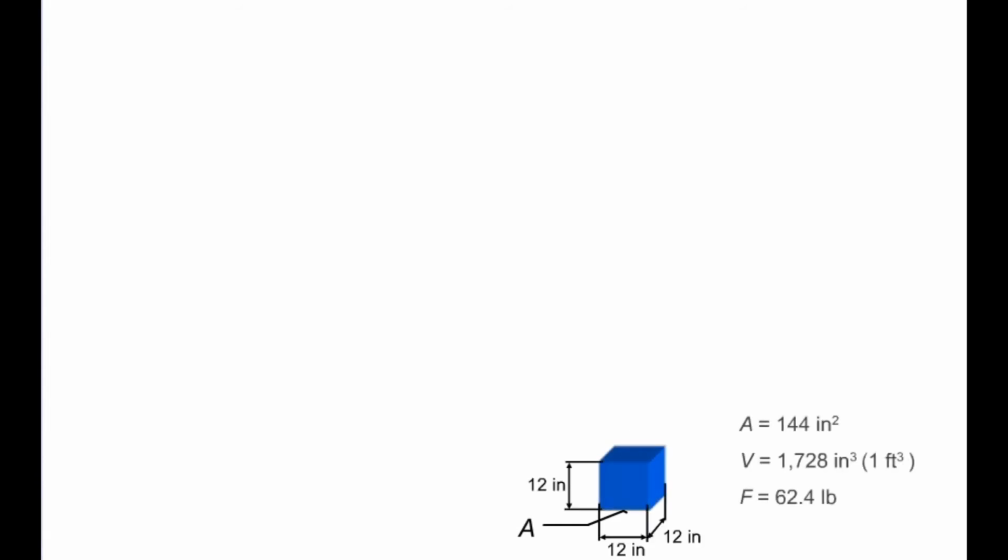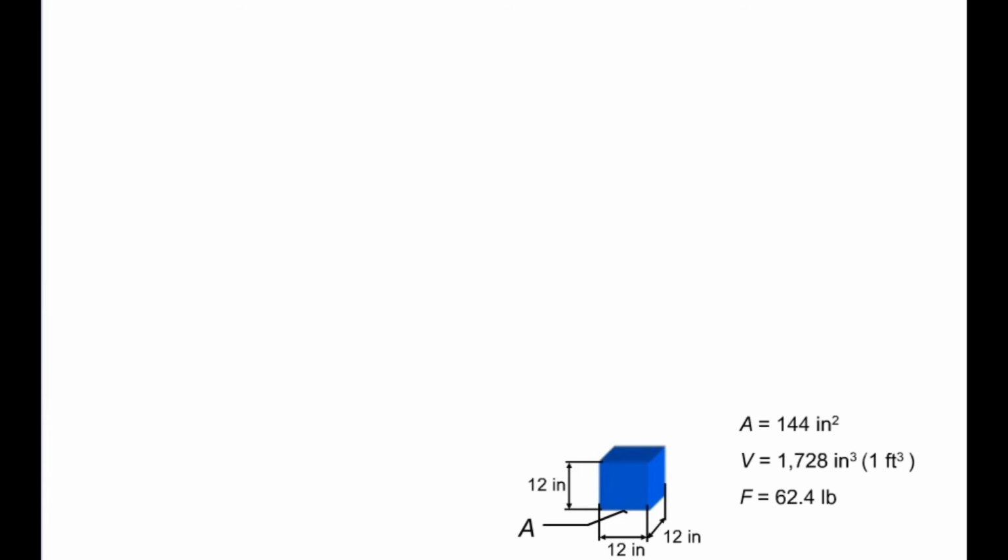Pressure caused by gravity is also created by a liquid in a container. Imagine a container in the form of a 12-inch cube and therefore with a base area of 144 square inches. The volume of the container is therefore 1,728 cubic inches or 1 cubic foot. Water has a density of 62.4 pounds per cubic foot. This means that 1 cubic foot of water has a weight of 62.4 pounds.